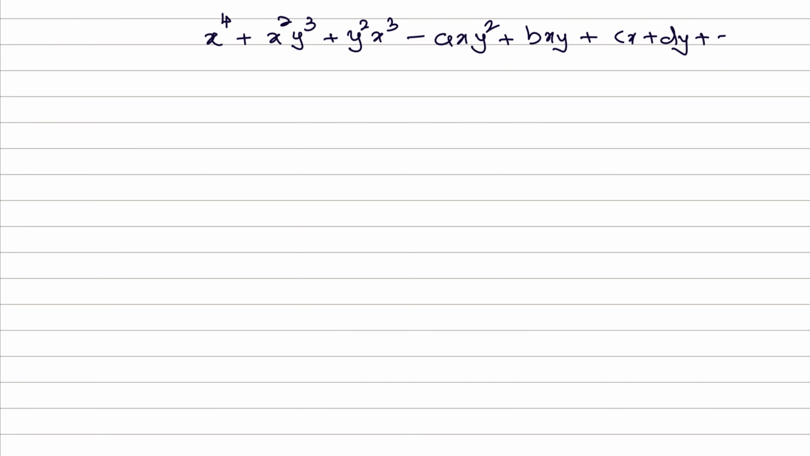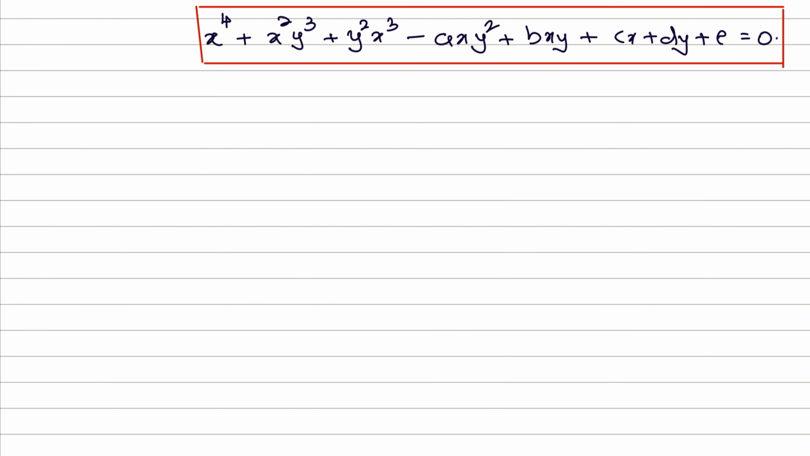Now, let us take one equation like x to the power of 4 plus x square y cube plus y square x cube minus a x y square plus b x y plus c x plus d y plus e is equal to 0. A good example. From this we will try to understand what is linearity, what is non-linearity.